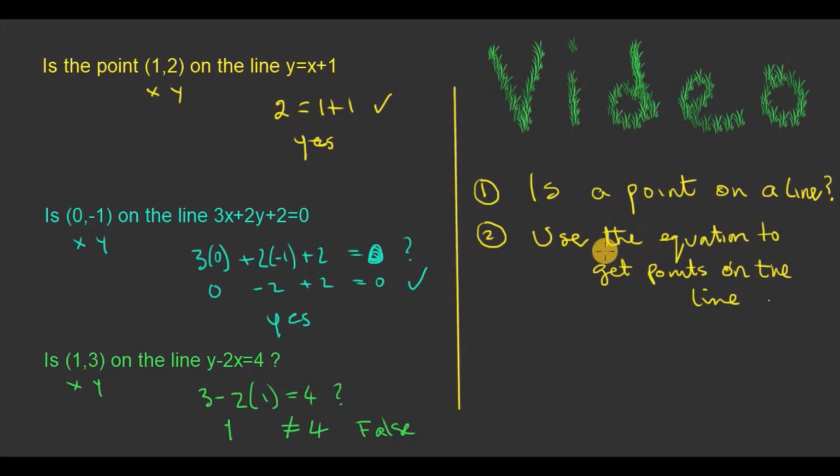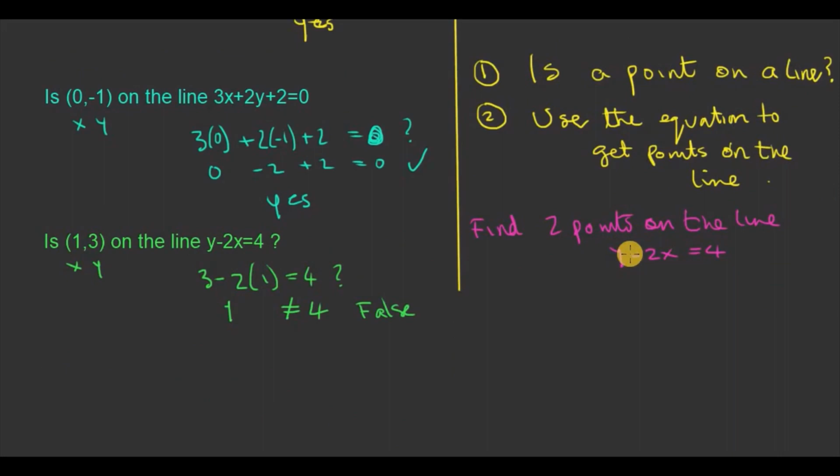Now the second part is, can you use the equation to get points on a line? So you might be asked to do something like find 2 points on the line y minus 2x equals 4. So what I'm going to do is let y equal 0, and that means that 0 minus 2x is equal to 4, so minus 2x is equal to 4. Divide both sides by minus 2, and that means x is equal to minus 2. So my coordinate, my point, is minus 2 comma 0. That's my x coordinate and my y coordinate. I've got a point on the line.